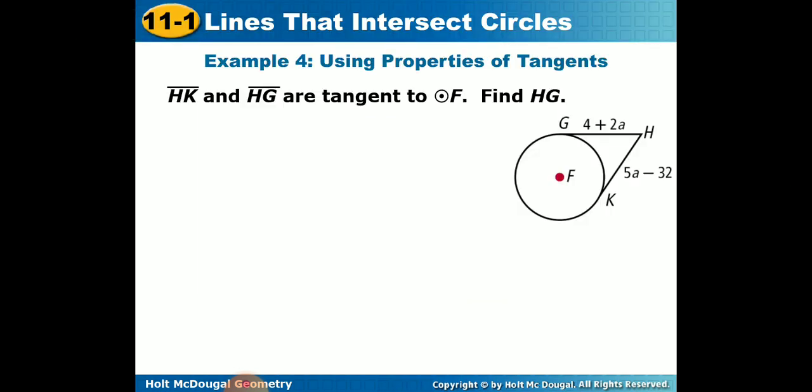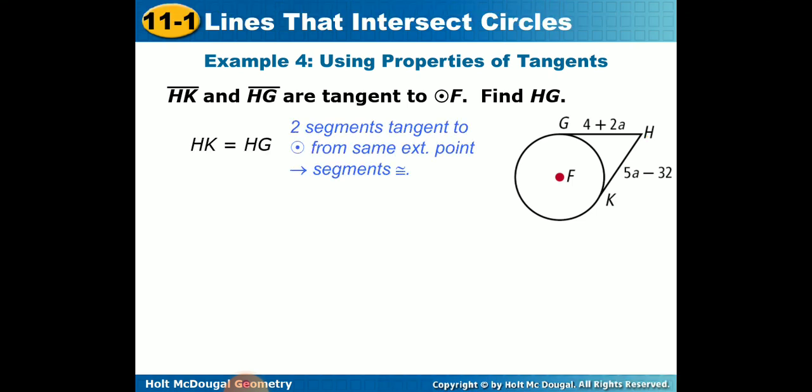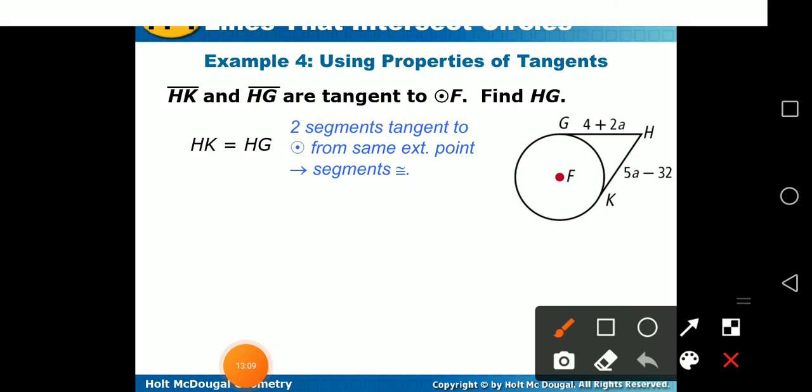Let's have a question about this. I have segment HK and HG. Let's see this together. HK and HG are tangent to circle F. So what do you think? Find HG. Very easy, because they are congruent. Why? Because they are two tangents from the same external point, so they are equal.